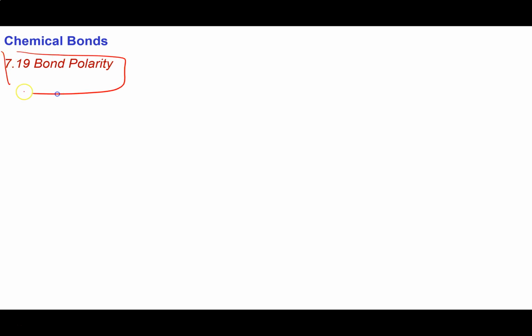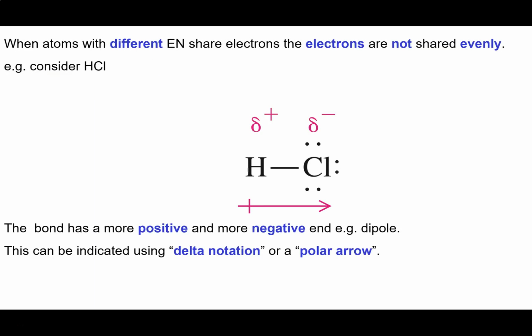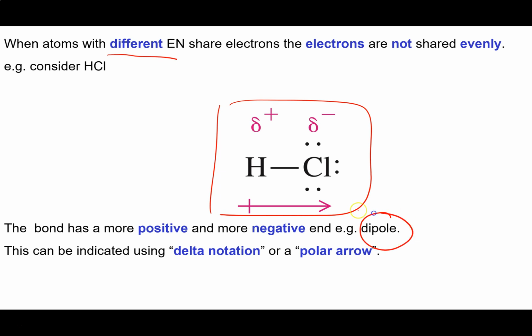So we talked a little bit about this already, bond polarity. When we have an unequal sharing of electrons, our bond will be polar. The question is when is this important? Some bonds might be more polar than others. So when atoms with different electronegativity share electrons, the electrons are not shared equally. As we pointed out in hydrogen chloride, the chlorine atom will get the much greater share of electrons than the hydrogen atom. The bond is said to have a more positive and a more negative end. That is, it has a dipole, and we can indicate that using either the delta notation or the polar arrow.